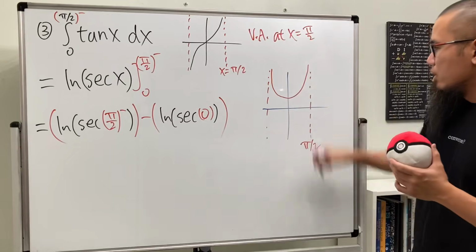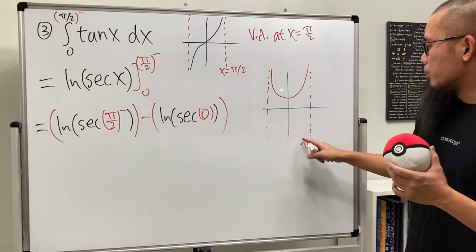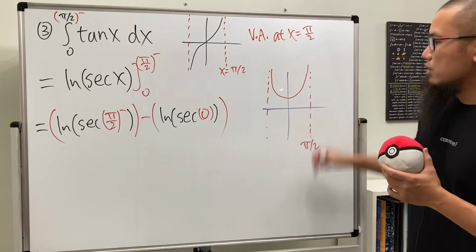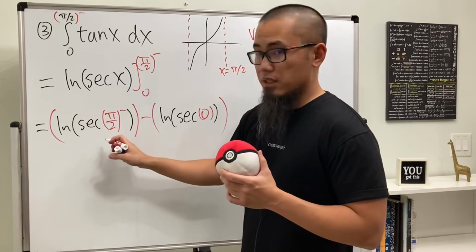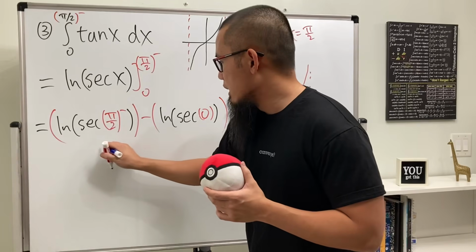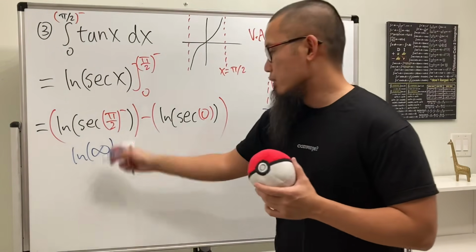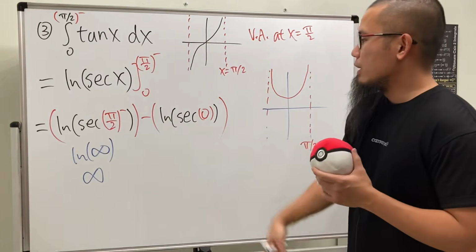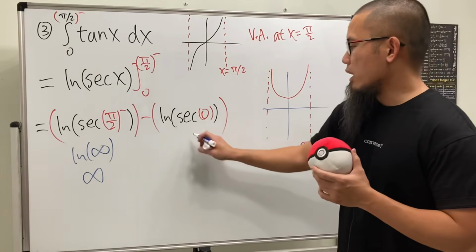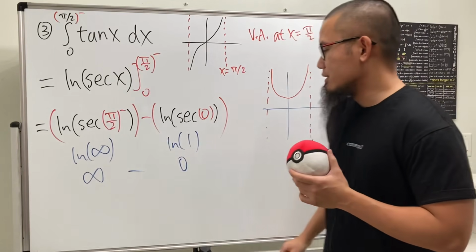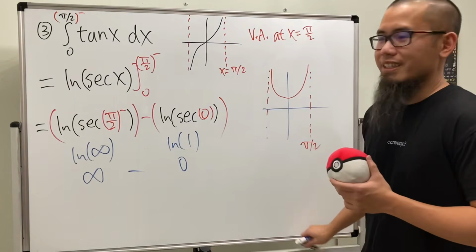So open up u. But anyway though, you see that if we approach pi over 2 from the left-hand side, secant x is going to go to infinity. So this part is going to be infinity. And if you do ln of infinity, that's still going to be infinity. What's secant of 0? It's just 1. And then ln 1 is just 0. So we have infinity minus 0. So you know it's going to be infinity.